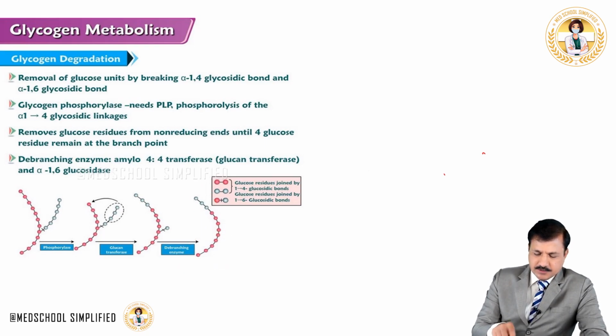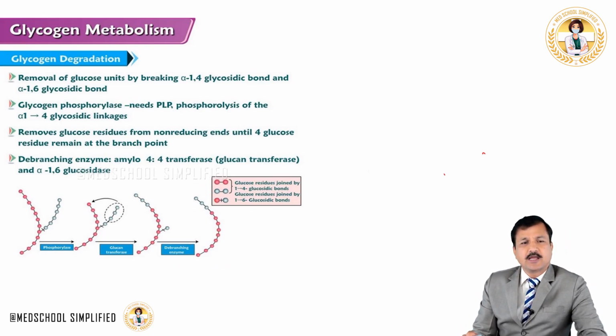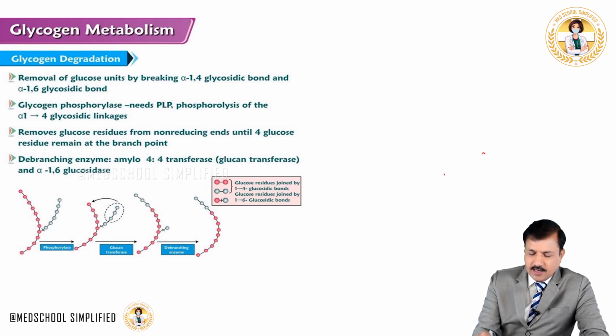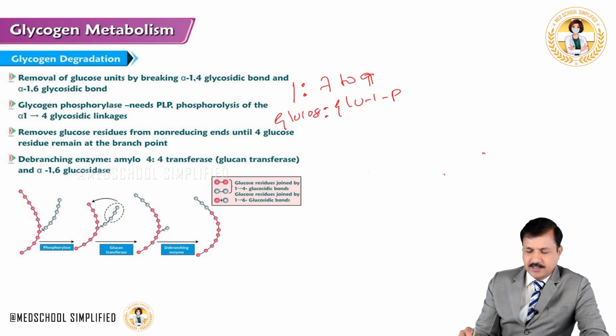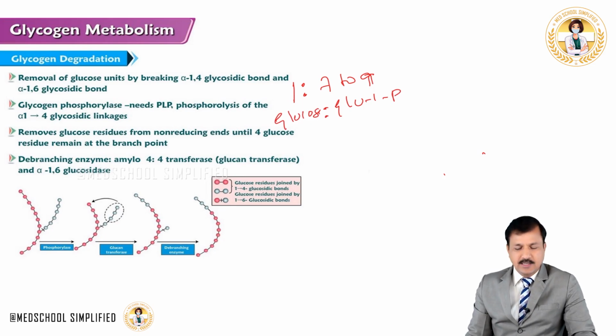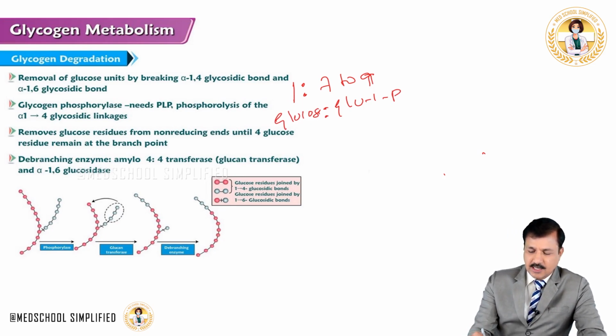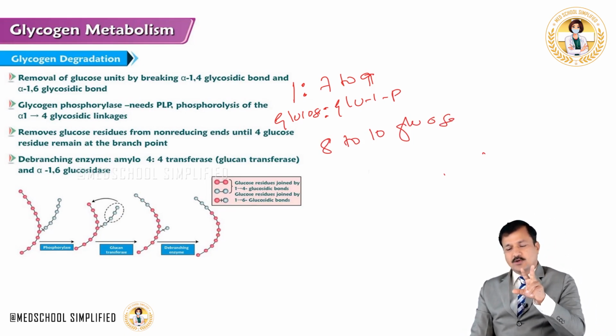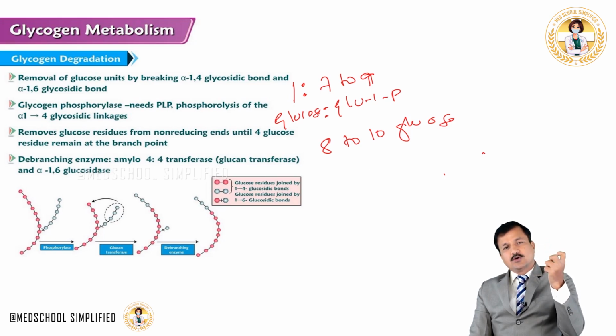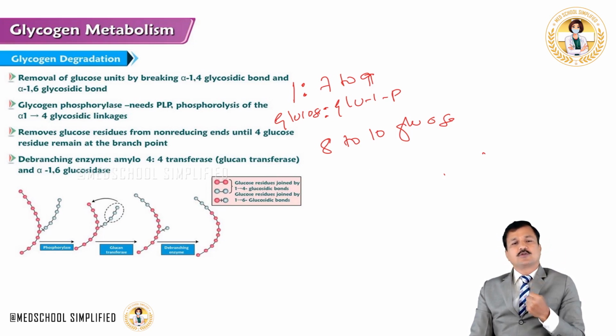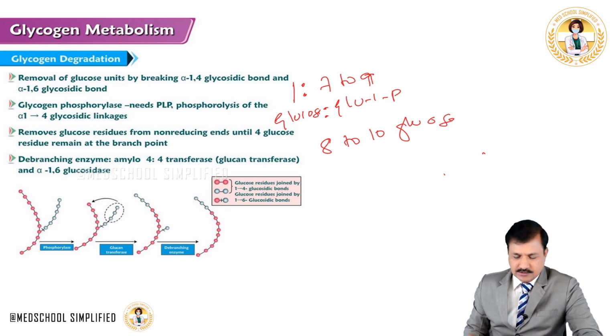Now how many glucose-1-phosphate will be released per glucose that is released by alpha-1,6-glucosidase? For every 1 glucose that is released, 7 to 9 glucose-1-phosphate will be released. So glucose to glucose-1-phosphate is 1:7 to 9. Remember that number, because there will be 1 branch point for every 8 to 10 glucose residues. That means 1 glucose will be released for every 7 to 9 glucose-1-phosphate released by the action of glycogen phosphorylase and debranching enzyme.